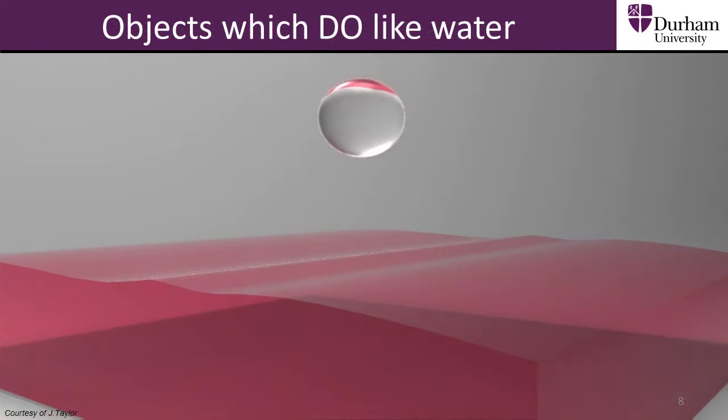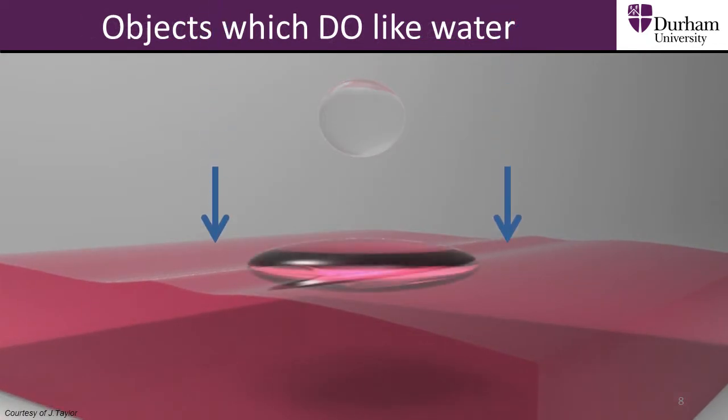When a water droplet lands on an object which does like water, the object will pull the droplet towards the surface. This is called attraction. The attraction from the object makes the water spread out, so the water is touching as much of the surface as possible.